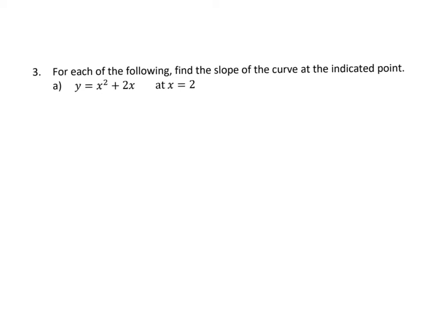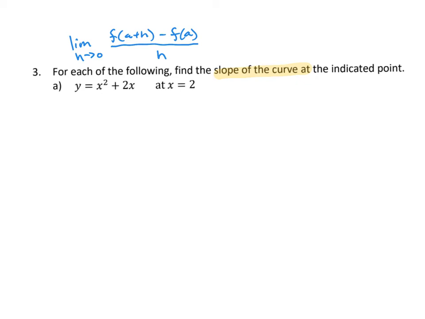So on number 3, we are asked to find the slope of the curve at an indicated point. And we have a new formula for that as well. To find the slope of the curve, you're going to do the limit on the difference quotient. So the limit as h goes to 0 of f of a plus h minus f of a over h. That's how we get the slope of 1 point.